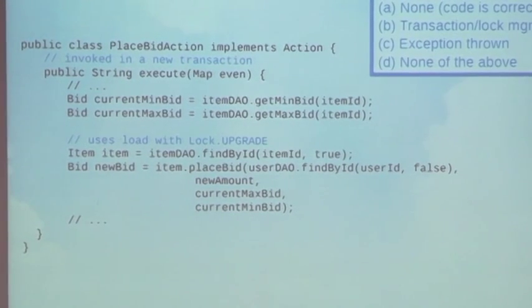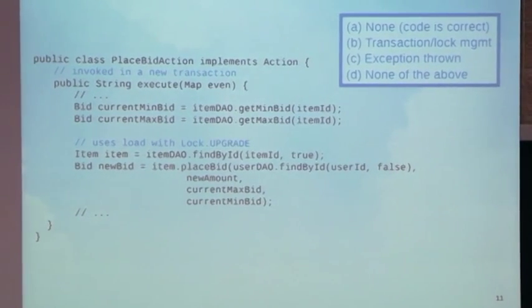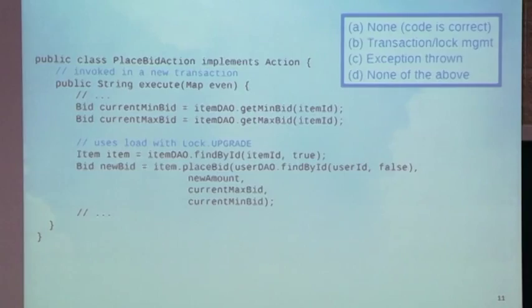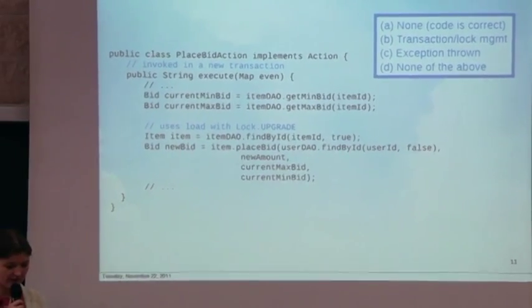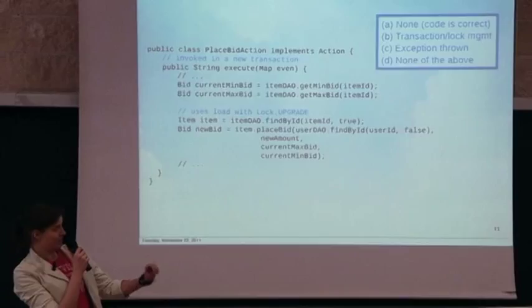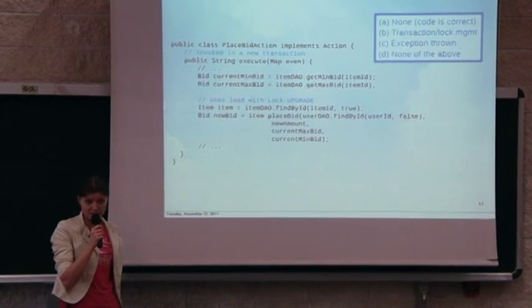So the puzzle for you, 4 answers. The first, that the code is correct. That one is obviously wrong. Otherwise, I wouldn't be speaking about this, right? The second one, that there are some problems with transaction and lock management. Maybe some exception thrown. With Hibernate, you never know. And the safe answer, because you never know what you get with Hibernate, right?